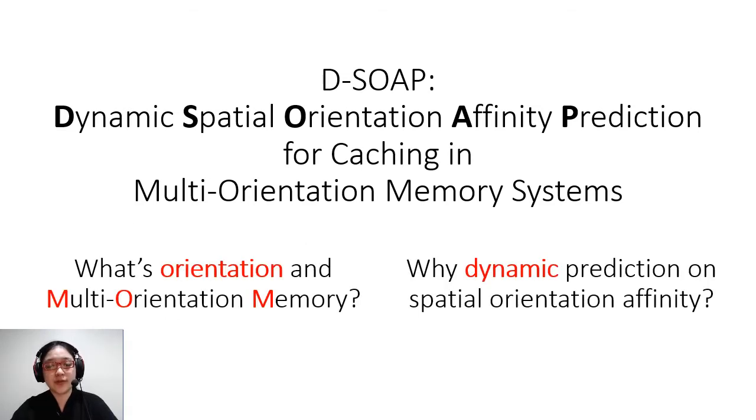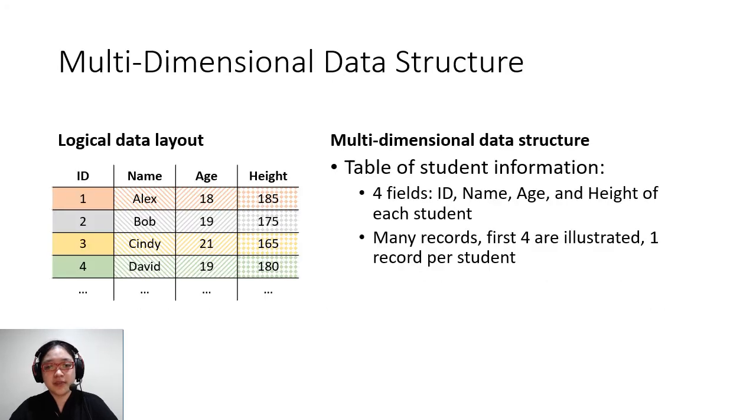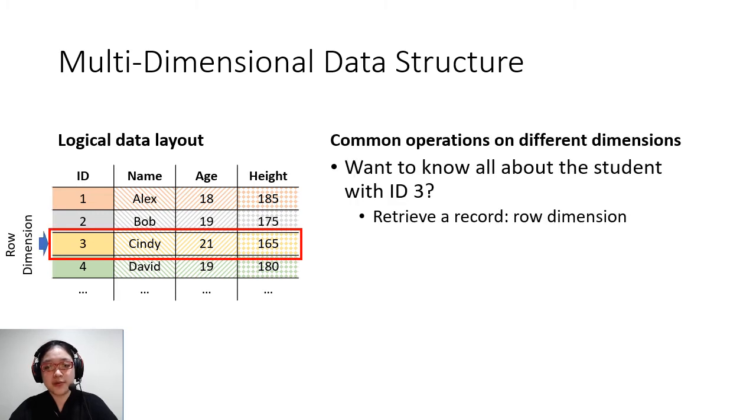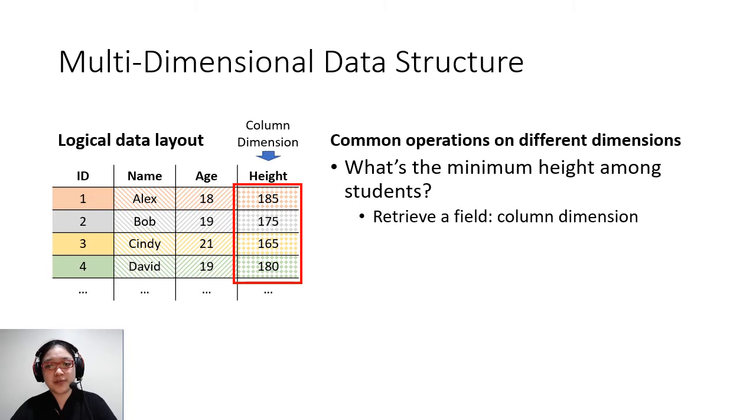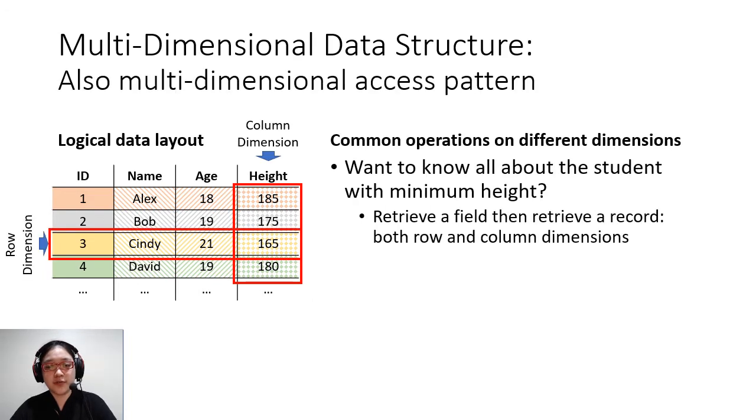You may be wondering what we mean by orientation or multi-orientation memory, and why we need dynamic prediction for this. So let me explain these first. There are many multidimensional data structures. For example, this table, where we have records in row dimension with students and fields in column dimension with various information. Of course, there are scenarios where we want to retrieve data from both dimensions, like this example where we want to know all about the student with minimum height.